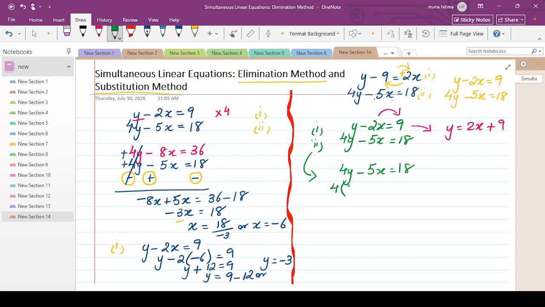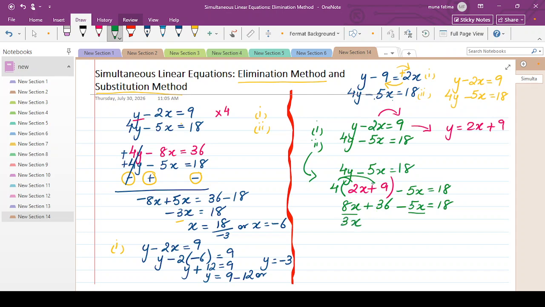Instead of y, I'm going to write down the value that was 2x plus 9. From the first equation, we wrote it in the second equation and we substituted it. 4 times (2x plus 9) minus 5x is equal to 18. Now we open the brackets and we multiply these two. 4 times 2 gives you 8x plus 9 times 4 is 36 minus 5x is equal to 18. 8x minus 5x gives you 3x.